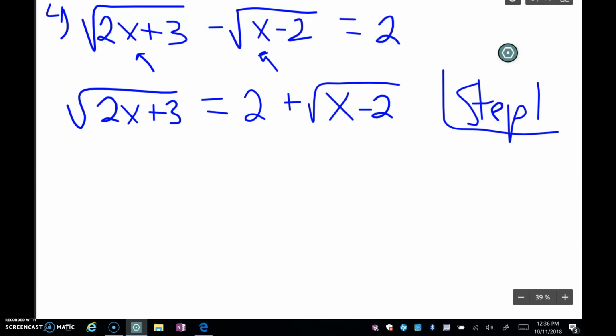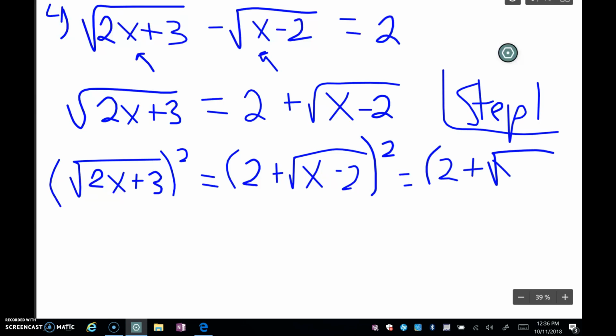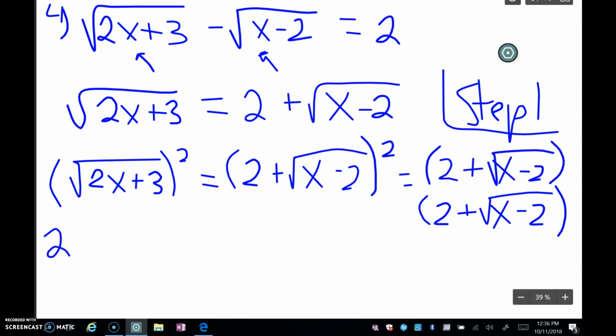Now I'm going to do powers. So again, since this is a square root, I'm going to square both sides. And that means that I have to FOIL out this right side. So let me write it down twice, and I may not be able to fit it all in, but I'll put it underneath. So I am going to have to FOIL this out. My left side is just going to simplify easily to 2x plus 3.